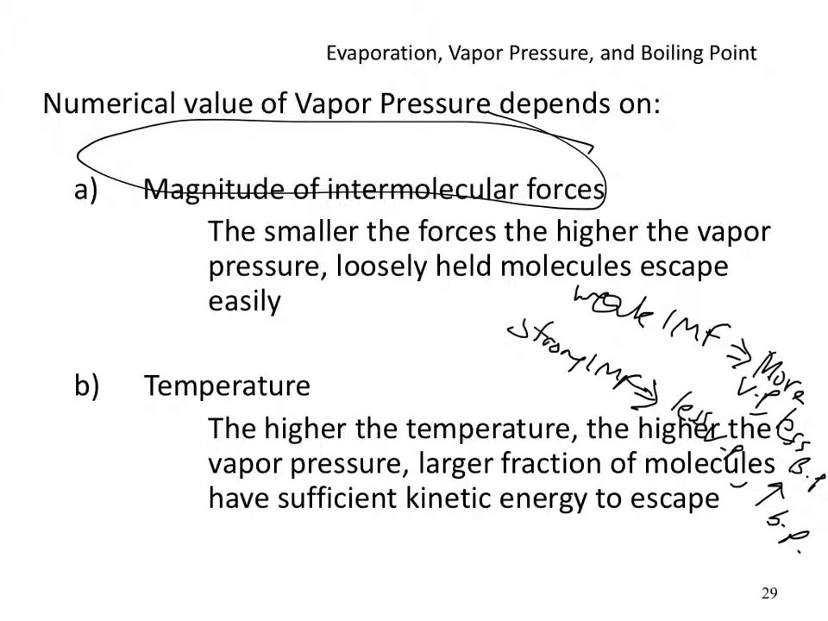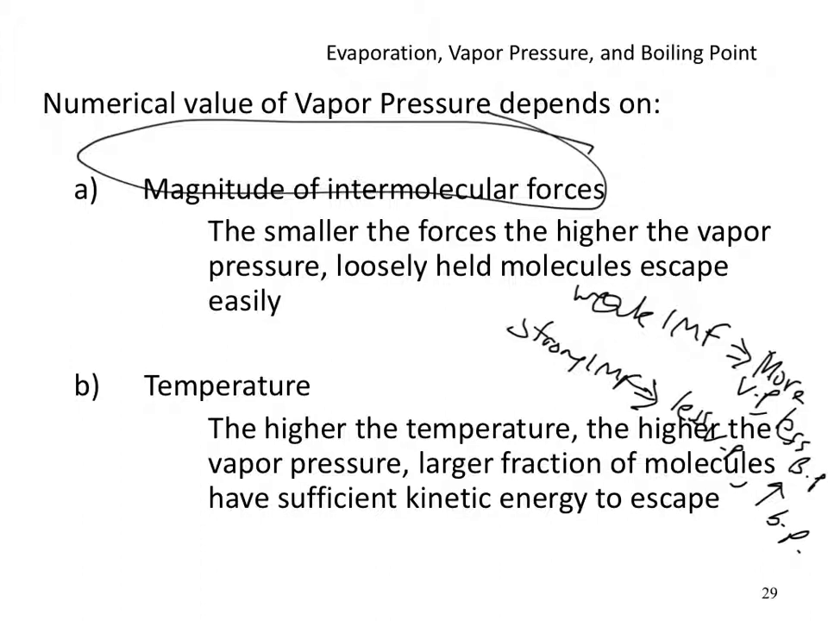Higher the temperature for that same compound, greater will be the vapor pressure, and so a larger fraction of molecules would have the sufficient amount of kinetic energy which is required to escape and go from the liquid to the gaseous phase. And this is reflective in that water in a bowl example that I was talking about.